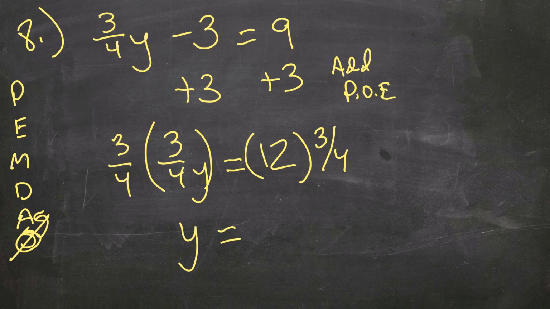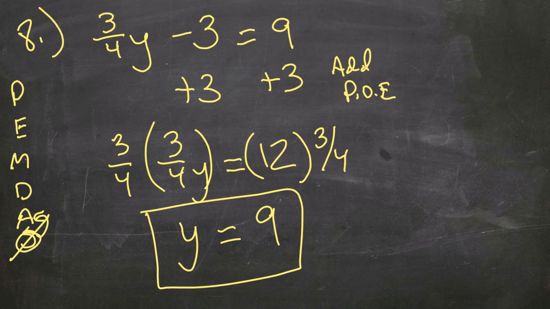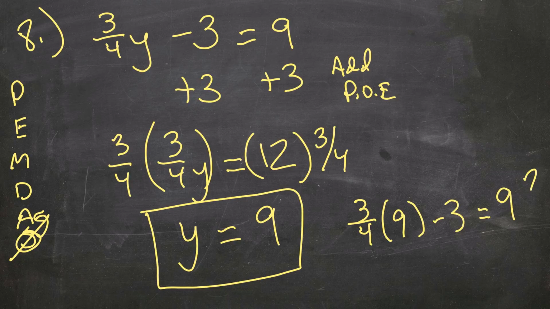I end up with y equals 12 times 3 is 36. 36 divided by 4 is 9. Final answer is y is equal to 9. Plug it in. Does 3/4 times 9 minus 3 equal 9? Think it works. Moving on.